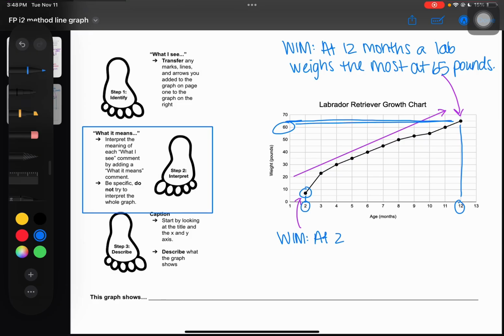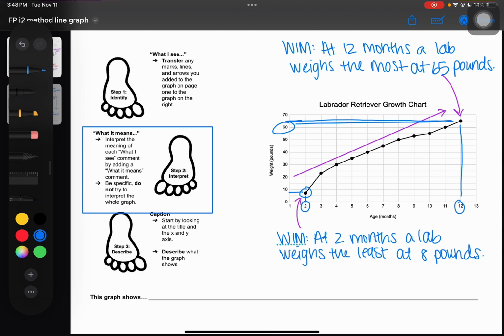So at 2 months. And what does this mean? It means that a Labrador Retriever weighs the least, right? That's the lowest point, so it's the least weight, at about 8 pounds. Wow, they're tiny at 2 months.